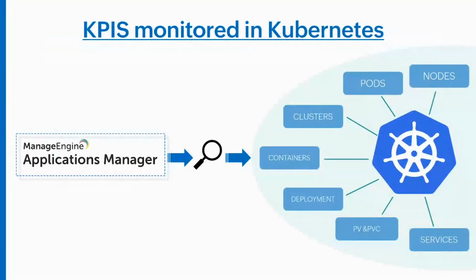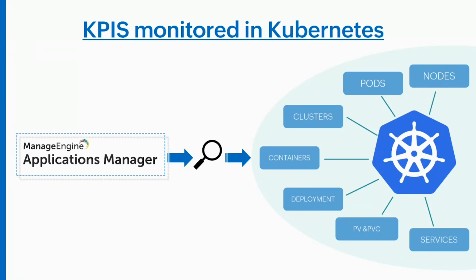So when we talk about Kubernetes, previously we discussed the Amazon Kubernetes service, but this is a standalone one. So in a particular host, if you have deployed Kubernetes, you can monitor it as a separate monitor here. And how is Applications Manager fetching the information from the containers?